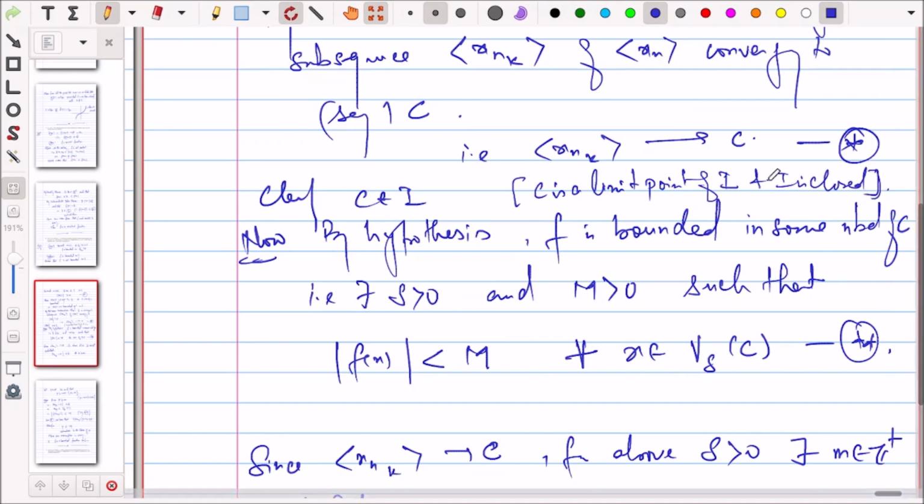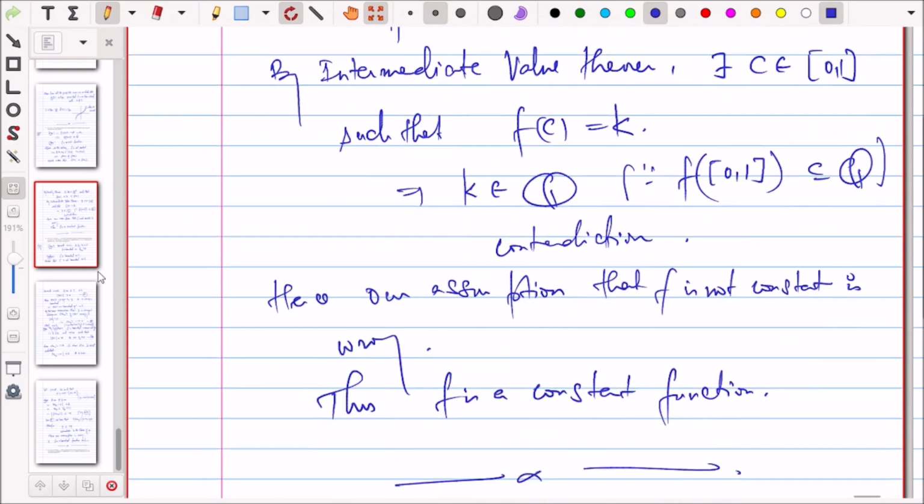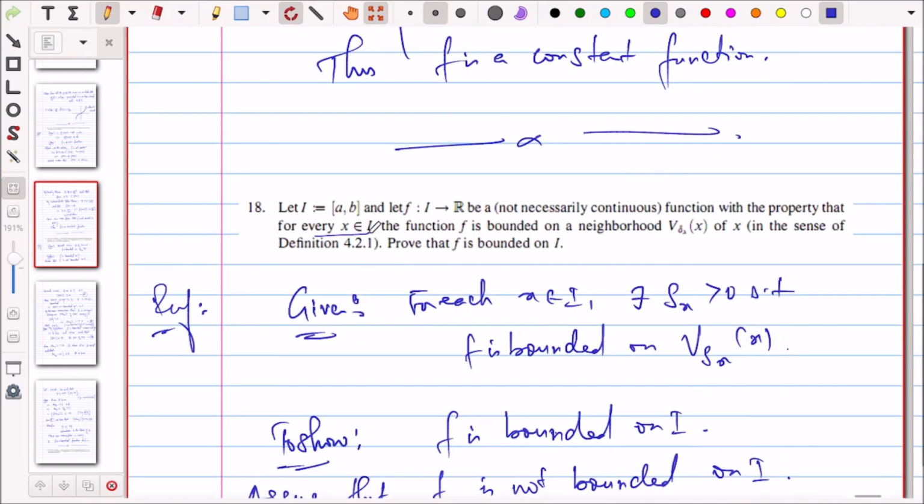This is very important because x_{n_k} is converging to C and x_{n_k} is a sequence in I. So C is a limit point of I, and I being closed, it contains C. Now because C is in this interval I, by hypothesis f is bounded on some neighborhood of C. That is why we can say this, because we are given in the hypothesis that this holds for every x belonging to I.